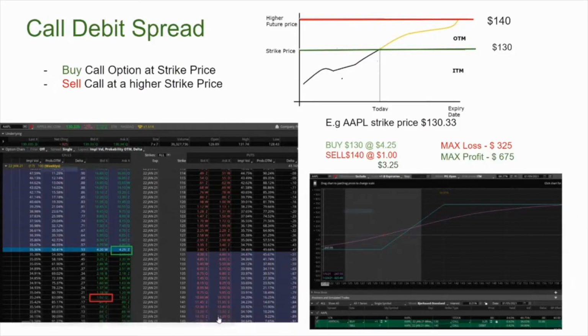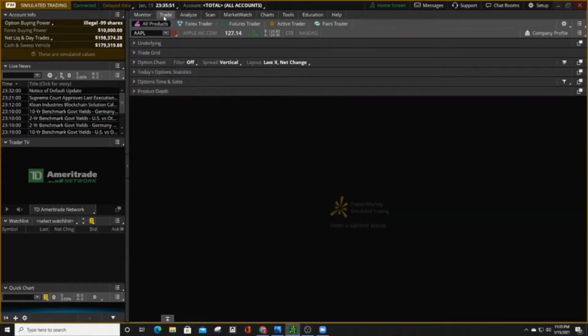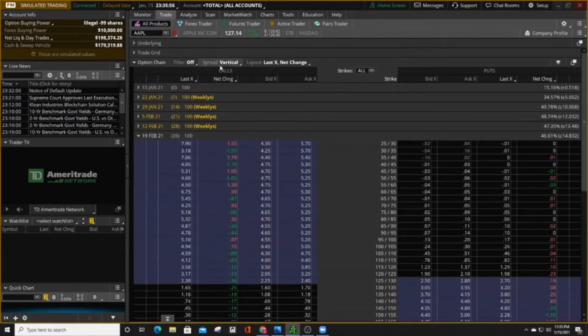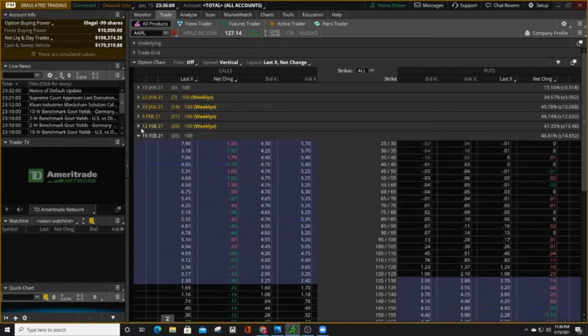So let's go to Think or Swim so I can illustrate this further. On the trade tab, you select the option chain. Make sure it's showing vertical, and then you select the expiry date. Let's say in this instance we choose February 19 as the expiry date. Since we are buying, we go to the ask column for buy, and we buy close to at the money.